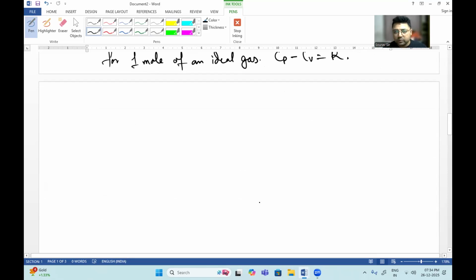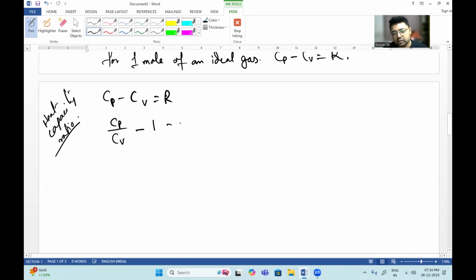From this equation, we will understand a different aspect. We will learn about the heat capacity ratio. So we have Cp minus Cv equals R for 1 mole of an ideal gas. Now we will divide all through by Cv. So we will get Cp by Cv minus 1 equals R by Cv.